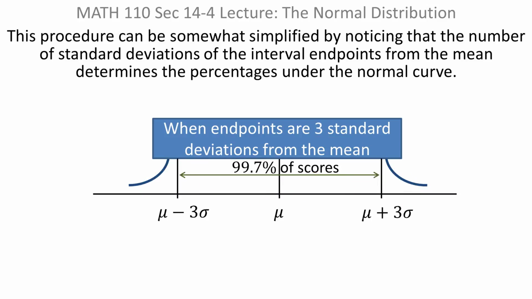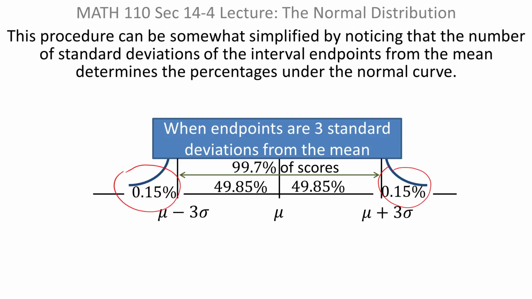When you're three standard deviations from the mean, you get 99.7% of the scores between those two endpoints. If you halve that, that gives you 49.85% here and 49.85% here, and that only leaves you 0.3% to distribute half and half, and if you halve 0.3 you get 0.15%. So those are the breakdowns if you are three standard deviations from the mean.